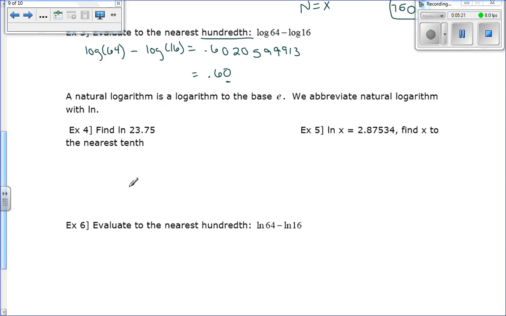So find the ln of 23.75, and round to the nearest tenth. I literally type in on my calculator ln, and then we get the parentheses, 23.75. And when I do that, I would get 3.16758253. The nearest tenth is 3.2.